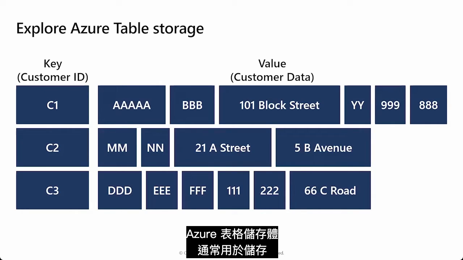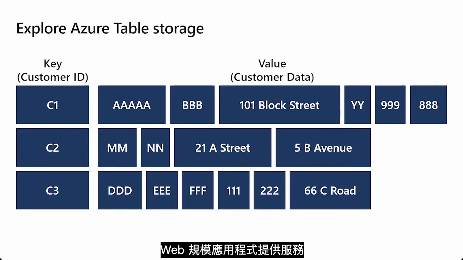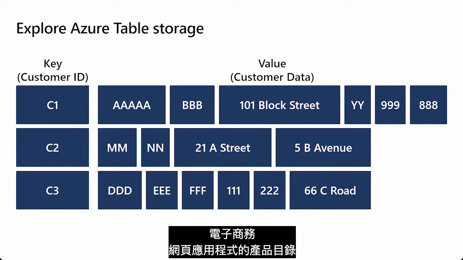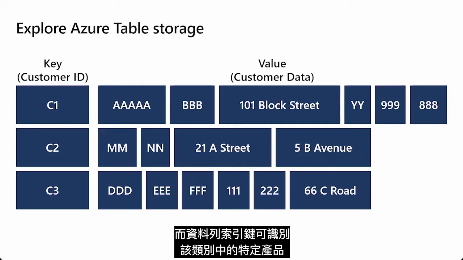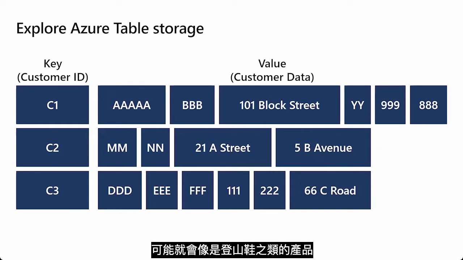Azure Table Storage is commonly used for storing terabytes of structured data capable of serving web-scale applications. Some examples might be product catalogs for an e-commerce website or application, or customer information where the data can be quickly identified and ordered by a composite key. In the case of the product catalog, the partition key could be the product category, like footwear, for example, and the row key, which identifies a specific product in that category, could be something like mountain boots.